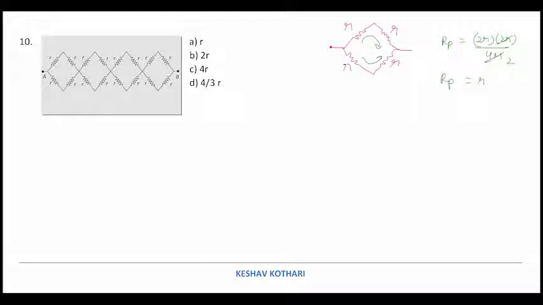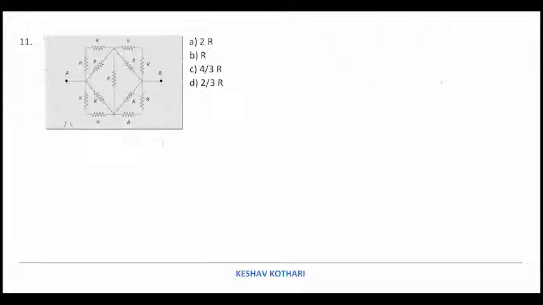Now there are 4 such segments, so each segment is offering us a resistance of R. If each one is offering us resistance of R, the effective resistance is going to become 4R. So 4R is the effective value of resistance for this particular problem. Let us move to the next one.